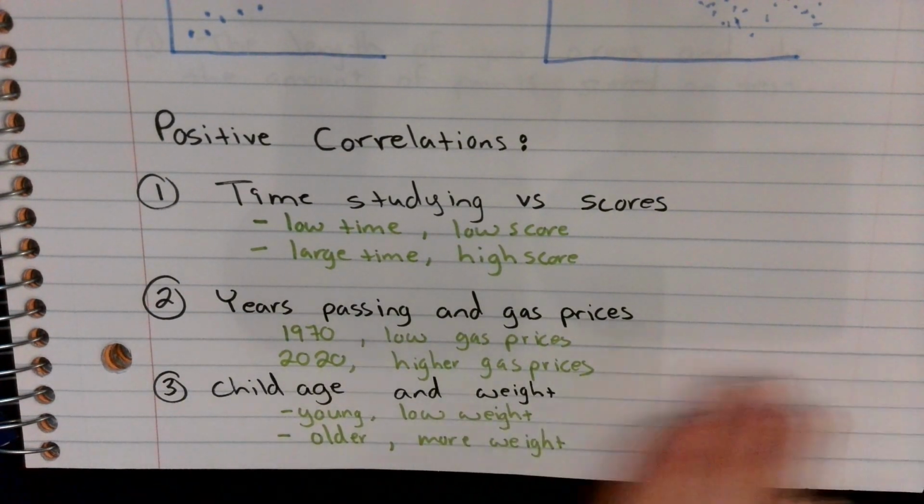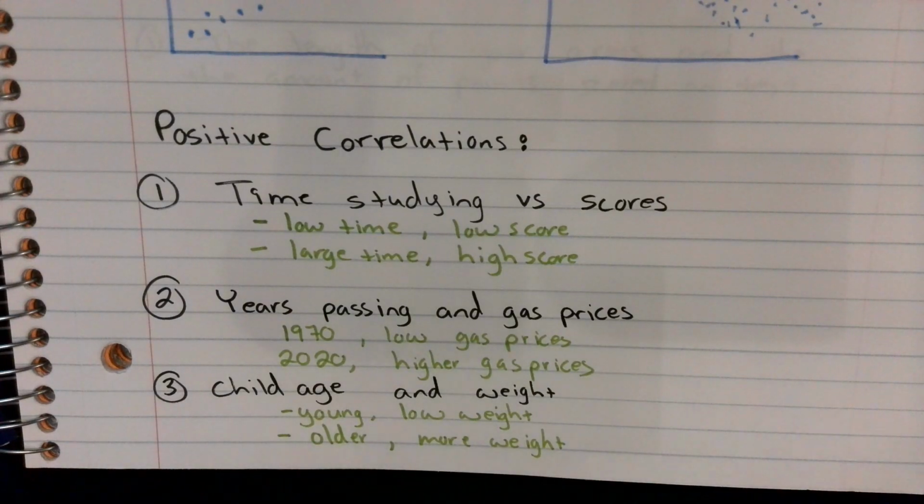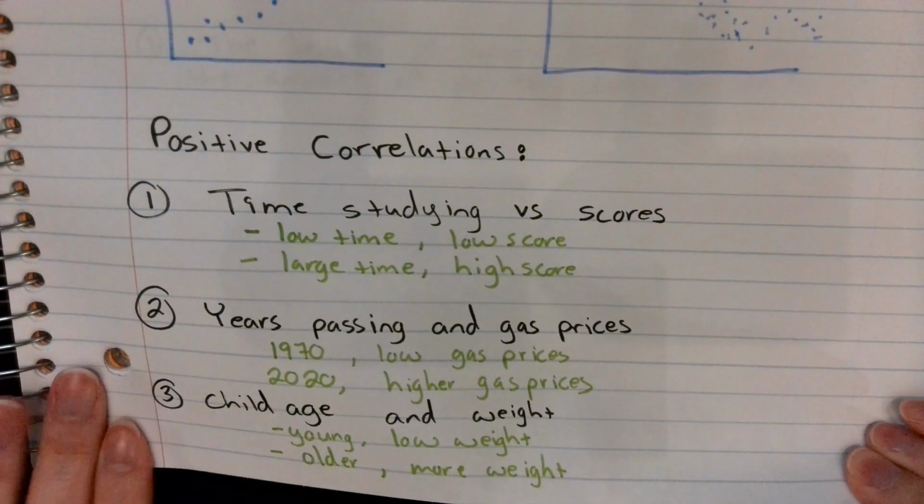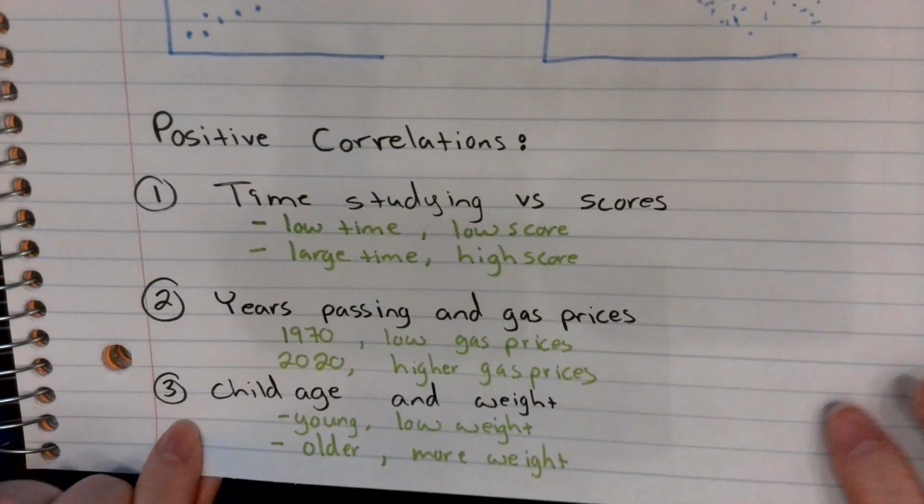Now, obviously, we know that once you get to a certain point, sometimes your weight stops and caps off. We're talking about just a child, a basic baby to teenager. Your weight is going to consistently increase as you age. Okay, so those are some examples of positive correlations.